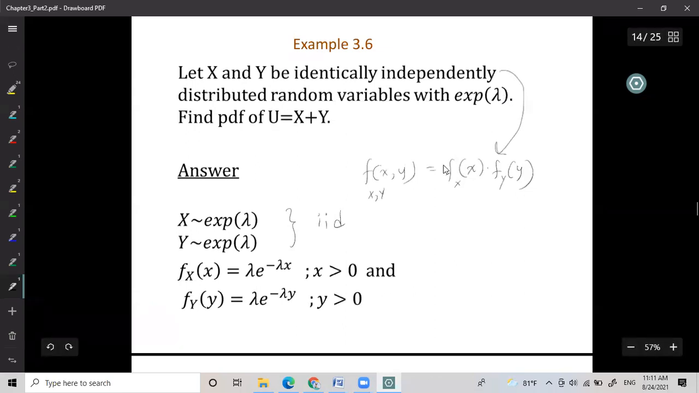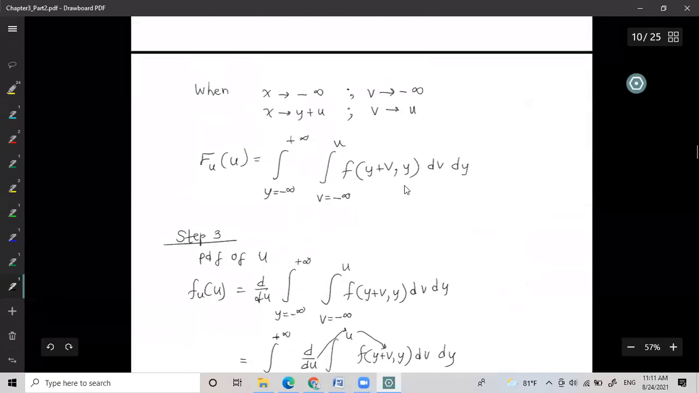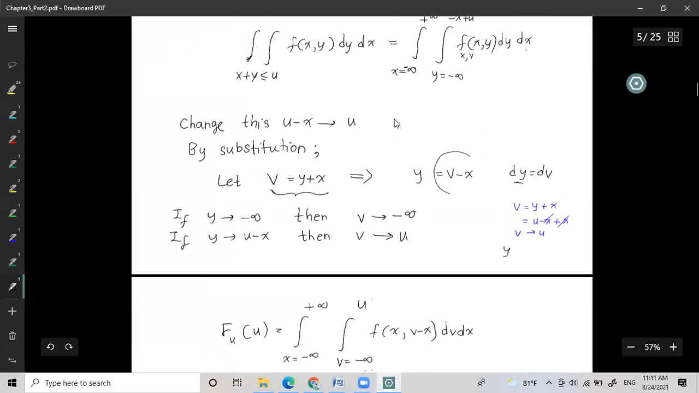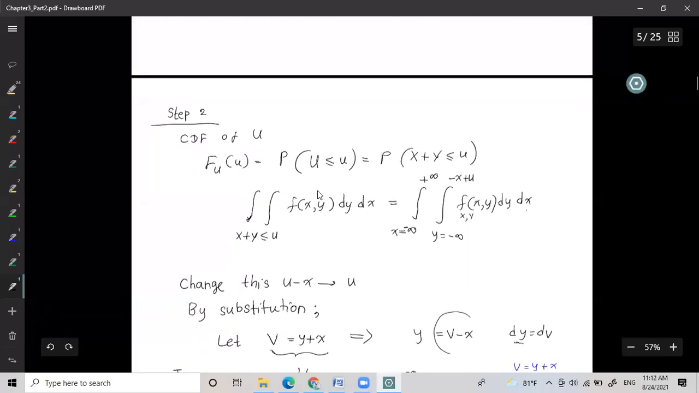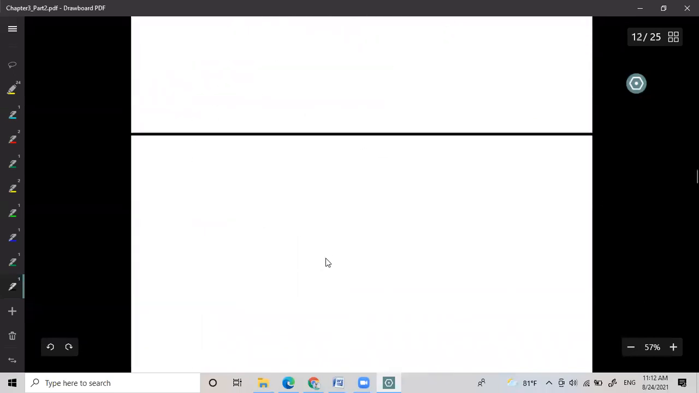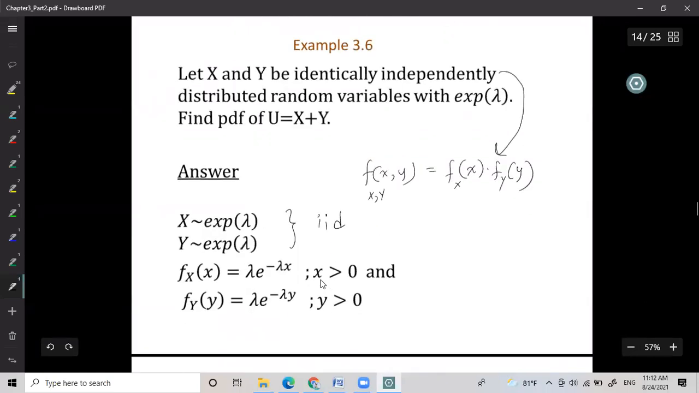Why is it important to understand the joint density? If you remember, all these derivations, we start with the joint density. So you should know the joint density of X and Y. If it is given, it's fine. If it is not, you have to derive it, right? And when they are independent, it's very easy. It is just the product of the marginals.